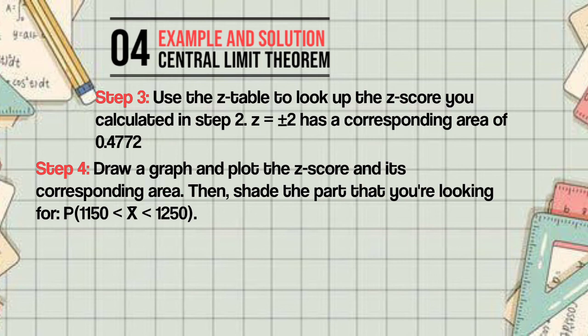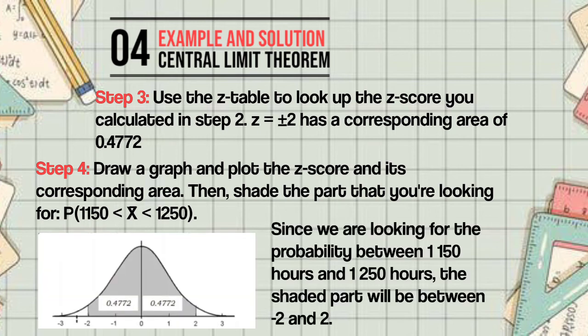P(1,150 < x̄ < 1,250). So we have this graph that is shaded on both negative 2 and positive 2. Since we are looking for the probability between 1,150 hours and 1,250 hours, the shaded part will be between negative 2 and positive 2.